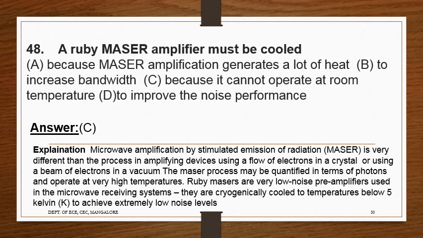The microwave amplification by stimulated emission of radiation called as maser is very different from the laser operation, where flow of electrons in a crystal using a beam of electrons in vacuum. So the maser process may be quantified in terms of photons, and it operates at very high temperatures. The Ruby masers are very low noise preamplifiers used in the microwave receiving systems. They are cryogenically cooled to temperatures below 5 Kelvin to achieve extremely low noise levels.